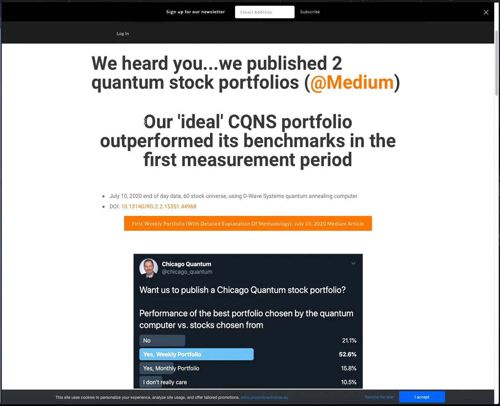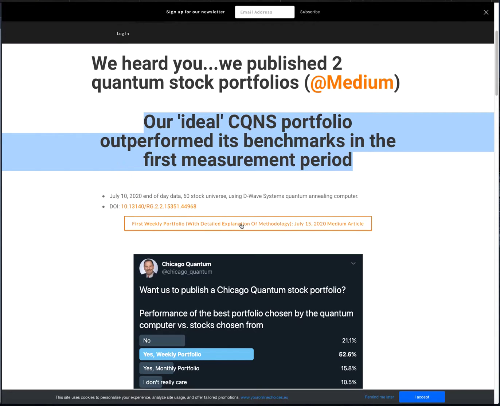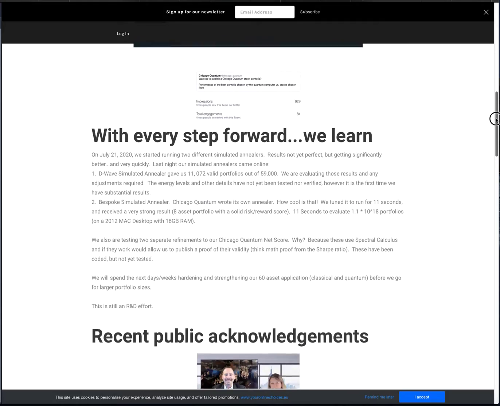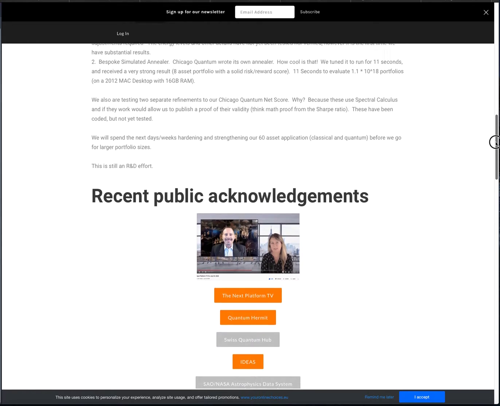And we published stock portfolios. Our ideal portfolio, which is picked with both quantum and classical processes, outperformed the benchmarks in the first measurement period. We actually show that data in a Medium article. And we did a Twitter feed, and that's how we know that we should publish a stock portfolio. We tweet under the name @Chicago_quantum. And honestly, we're learning a ton.